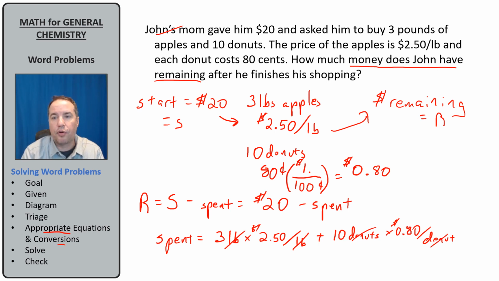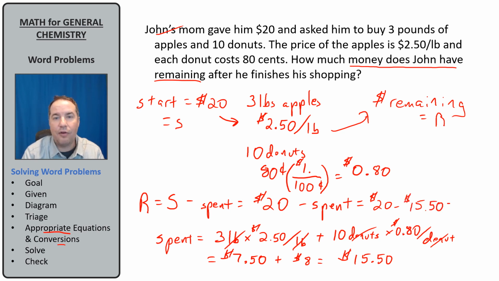All right, so that's 3 times 250, so that's $7.50, plus 10 times 80, so that's $8. So that'll be $15.50. So now I can plug that into this equation, 20 minus 15.50, and I got that he had remaining $4.50.